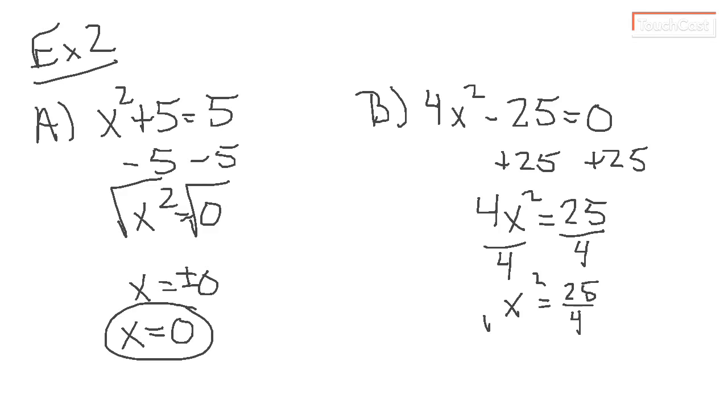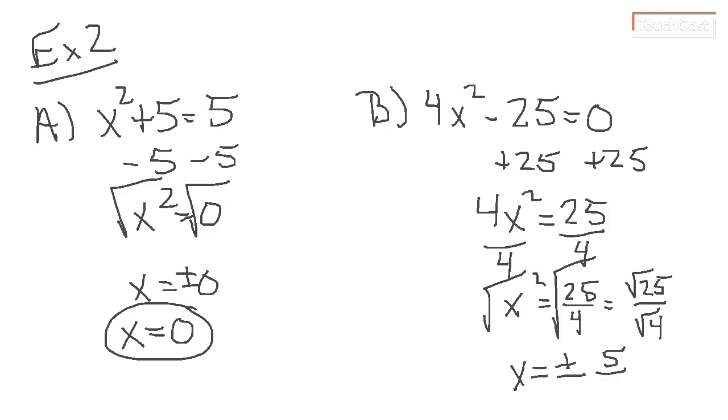Now I can take the square root of both sides. The square root of 25 over 4 is the same thing as the square root of 25 over the square root of 4. Now we know the square root of 25 and the square root of 4. So that means x is going to equal plus or minus, well, the square root of 25 is 5 and the square root of 4 is 2. So x is equal to plus or minus 5 halves.